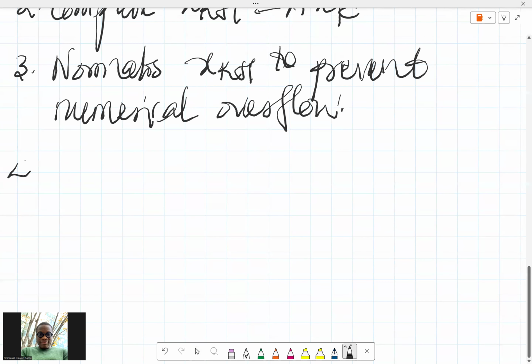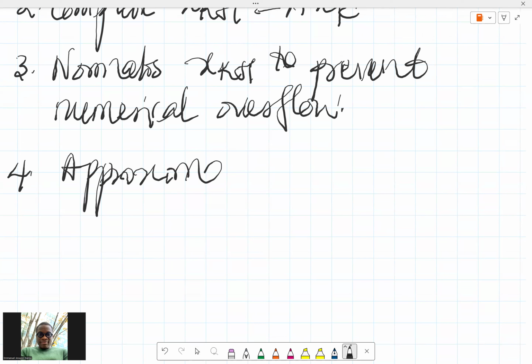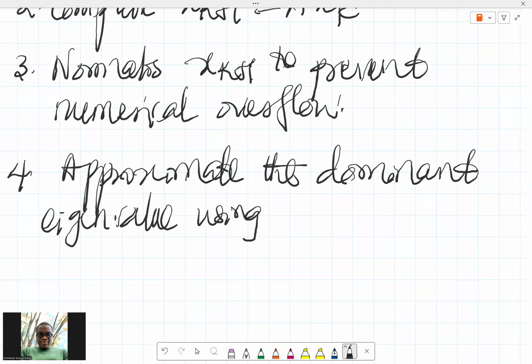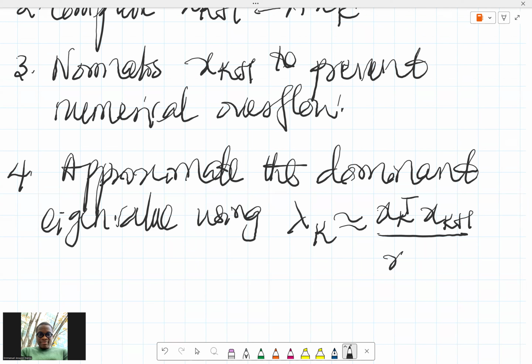Then the fourth point is to approximate the dominant eigenvalue using lambda k, which is approximately x k transpose x k plus 1 that you would have computed up there. Then you normalize with x k transpose x k, like this. So that's the algorithm for this.